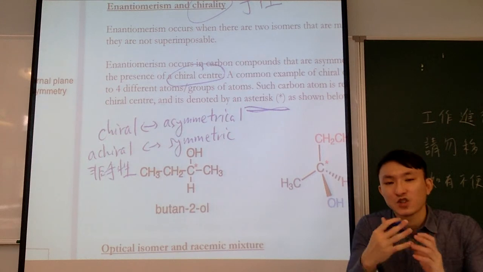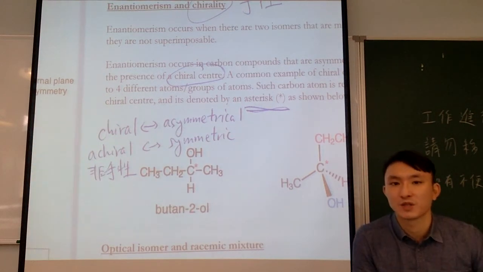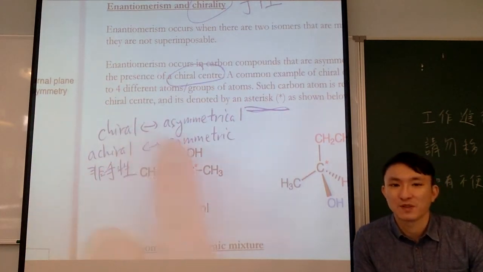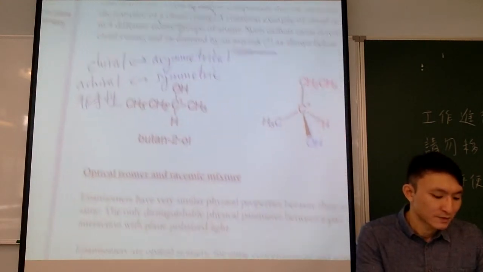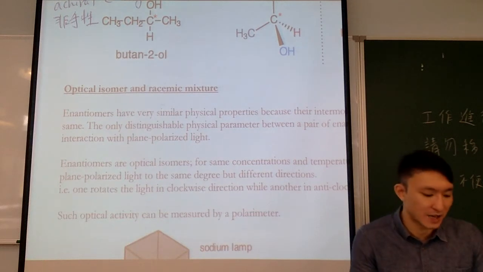Alright, so try to get used to these two terms. Usually in chemistry, we will use these two terms more often than these two. It's kind of the opposite of one another, so make sure you can sort this out. Now here, optical isomer and reciprocal mixture.